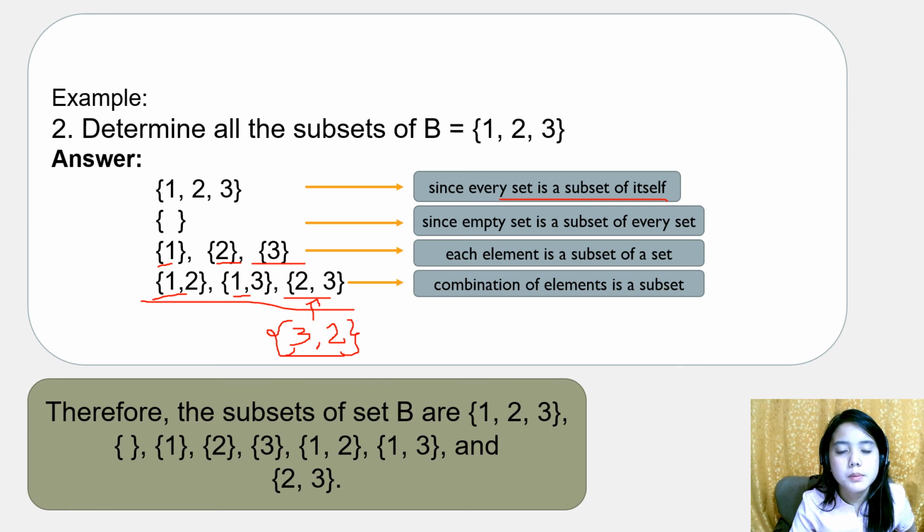Okay, therefore the subsets of set B are {1, 2, 3}, empty set, {1}, {2}, {3}, {1, 2}, {1, 3}, and {2, 3}. So pila ka buok? 1, 2, 3, 4, 5, 6, 7, 8. So for this set, naa tay 8 ka subsets.